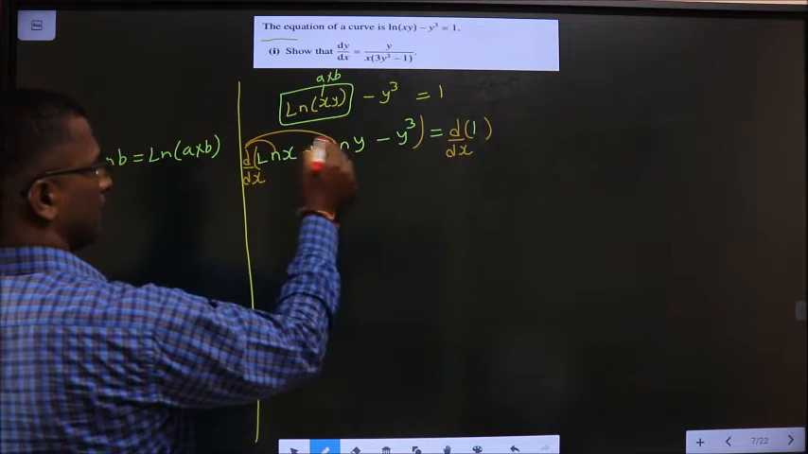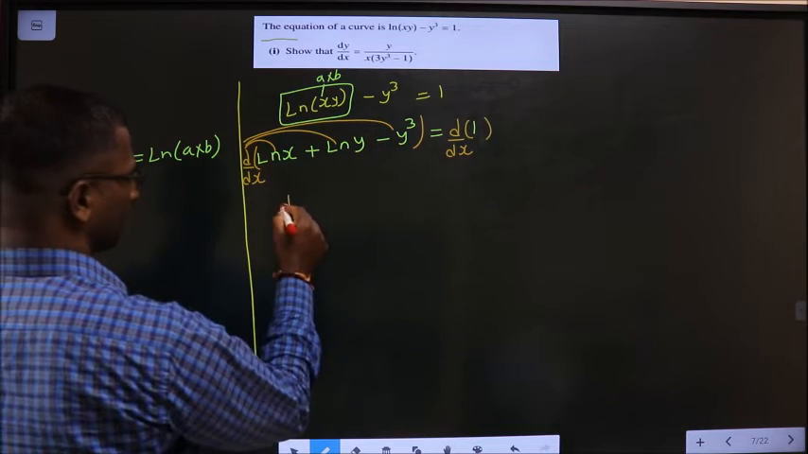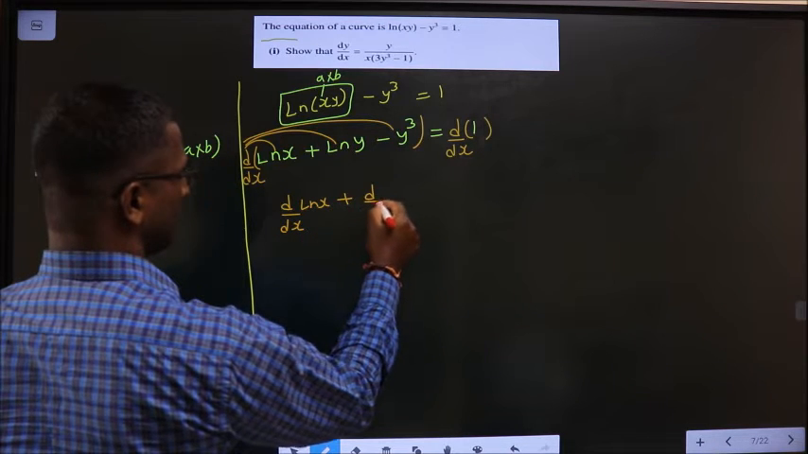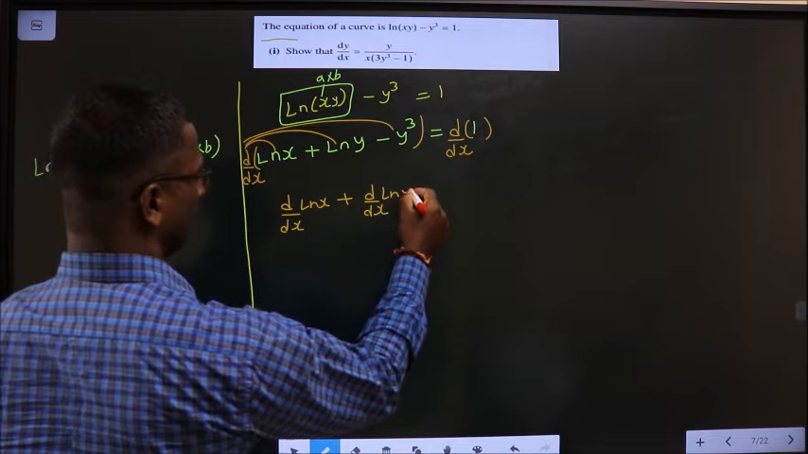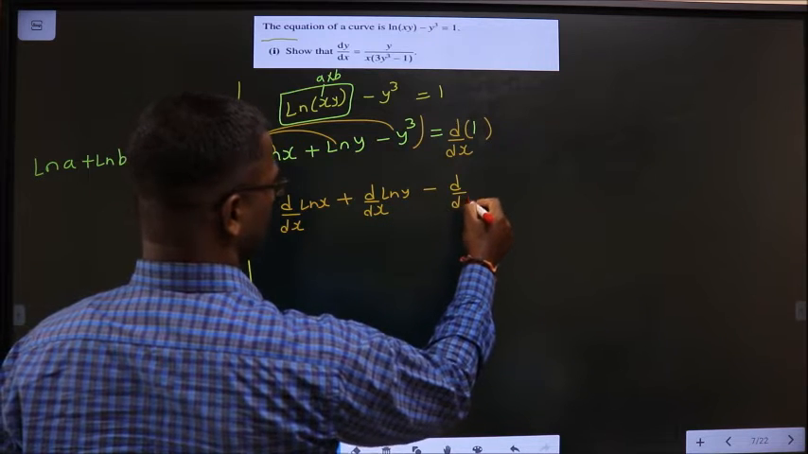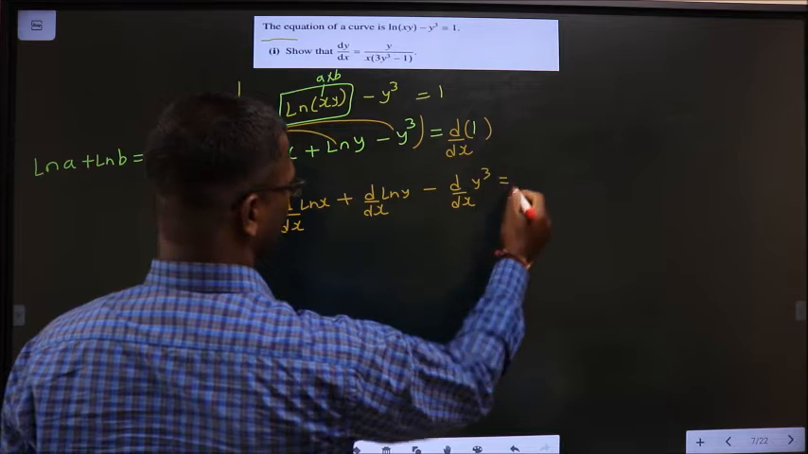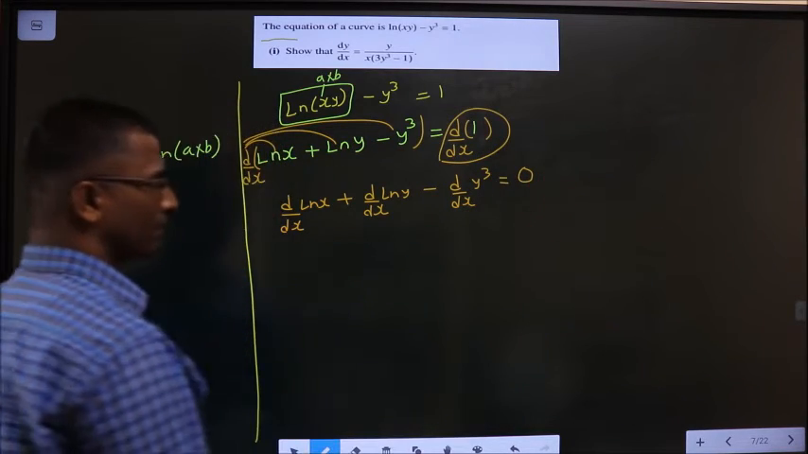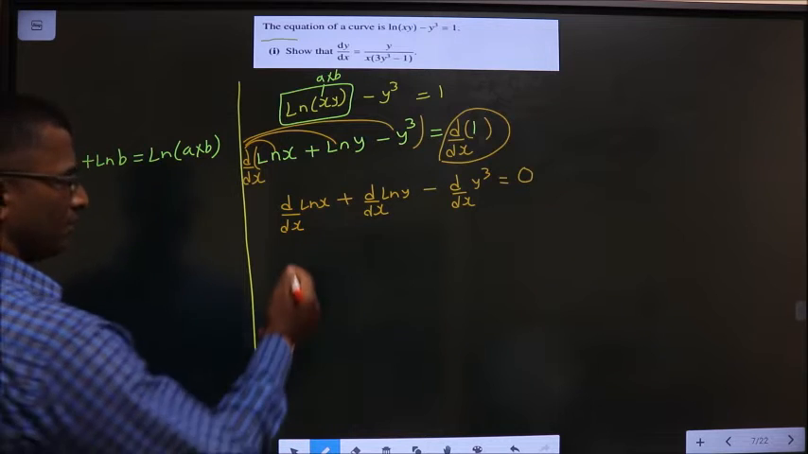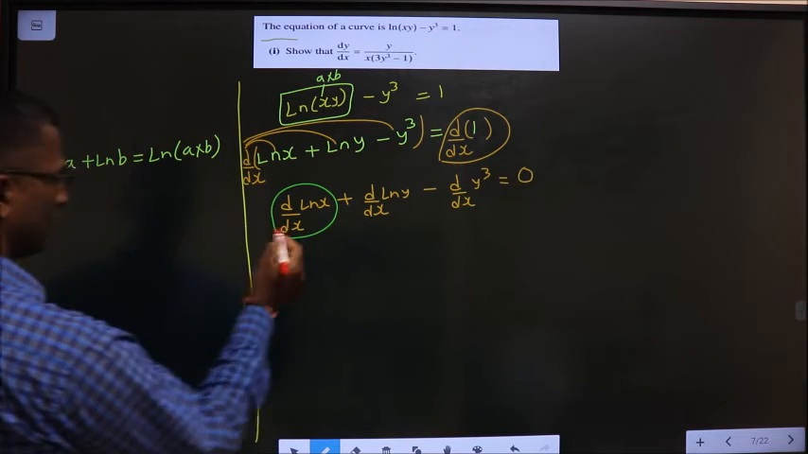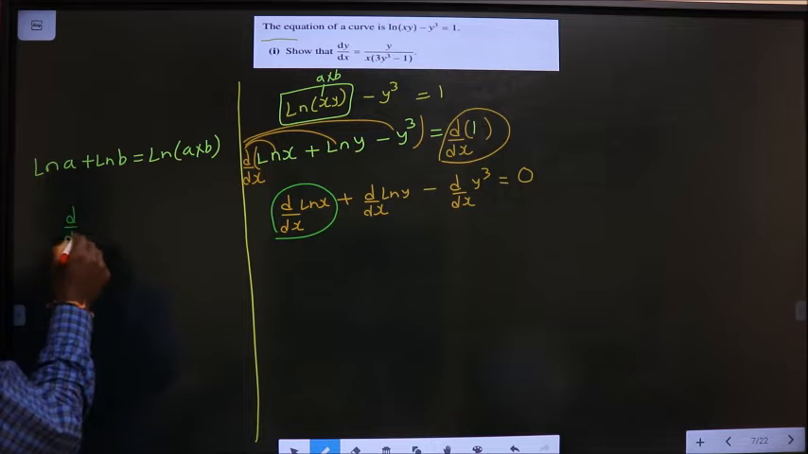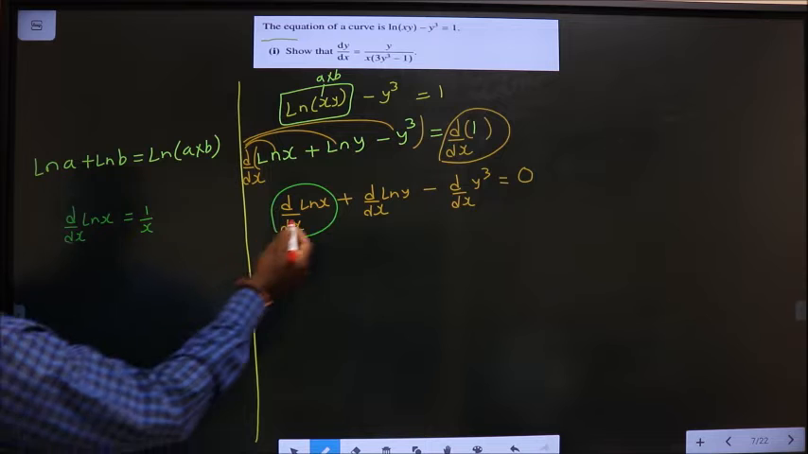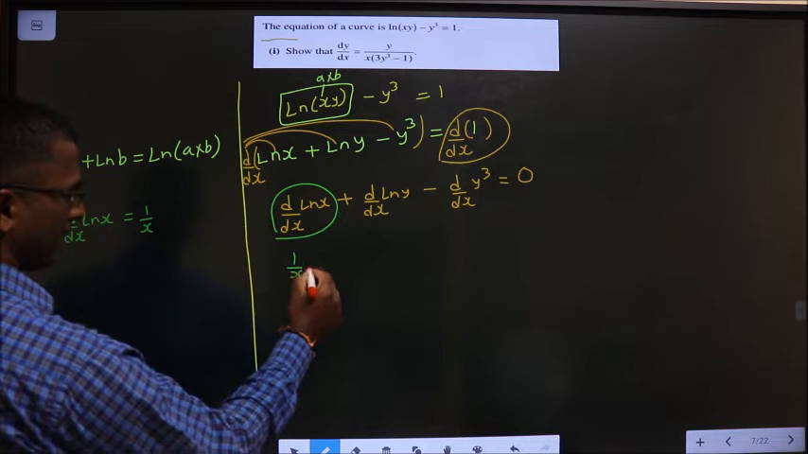Now apply this onto each term. So d by dx of ln x plus d by dx of ln y minus d by dx of y cube. And here the differentiation of a constant is 0. Okay. Now what is the differentiation of ln x? d by dx of ln x is 1 by x. So this will become 1 by x.